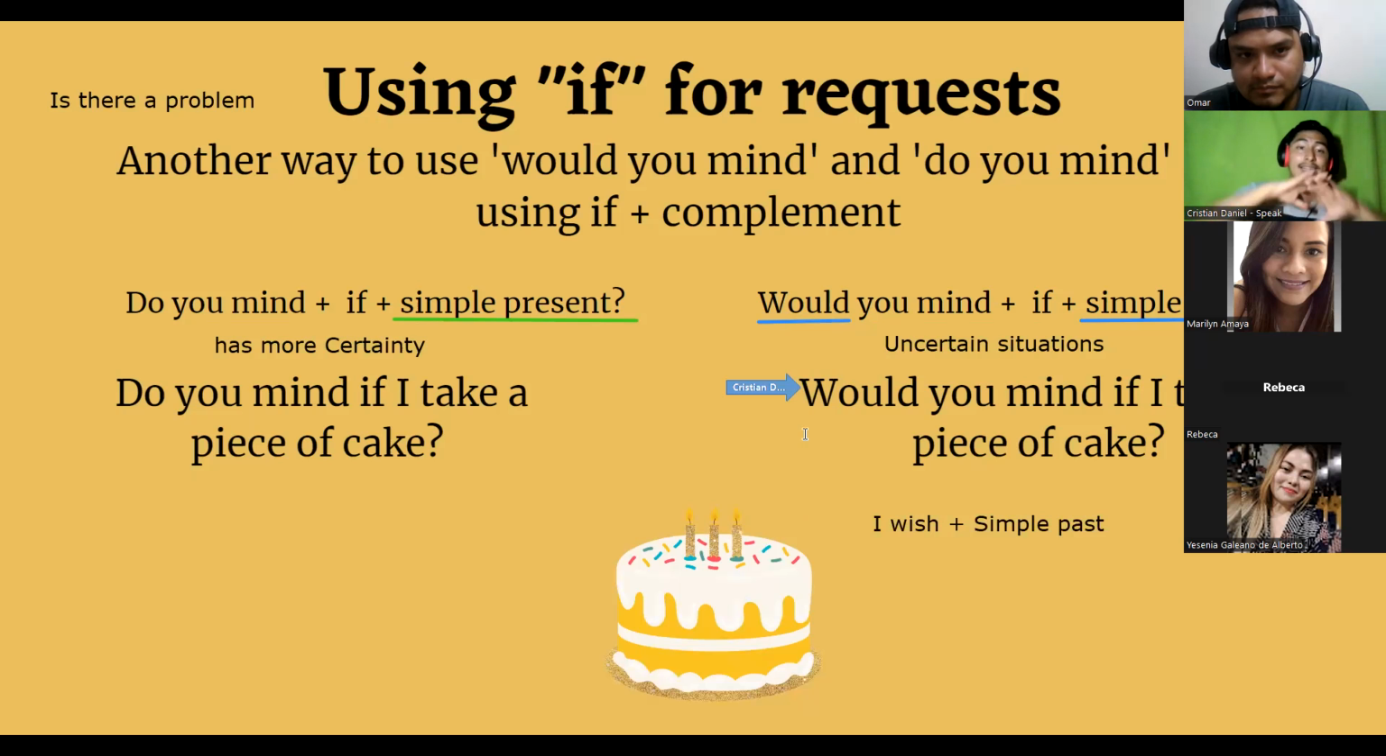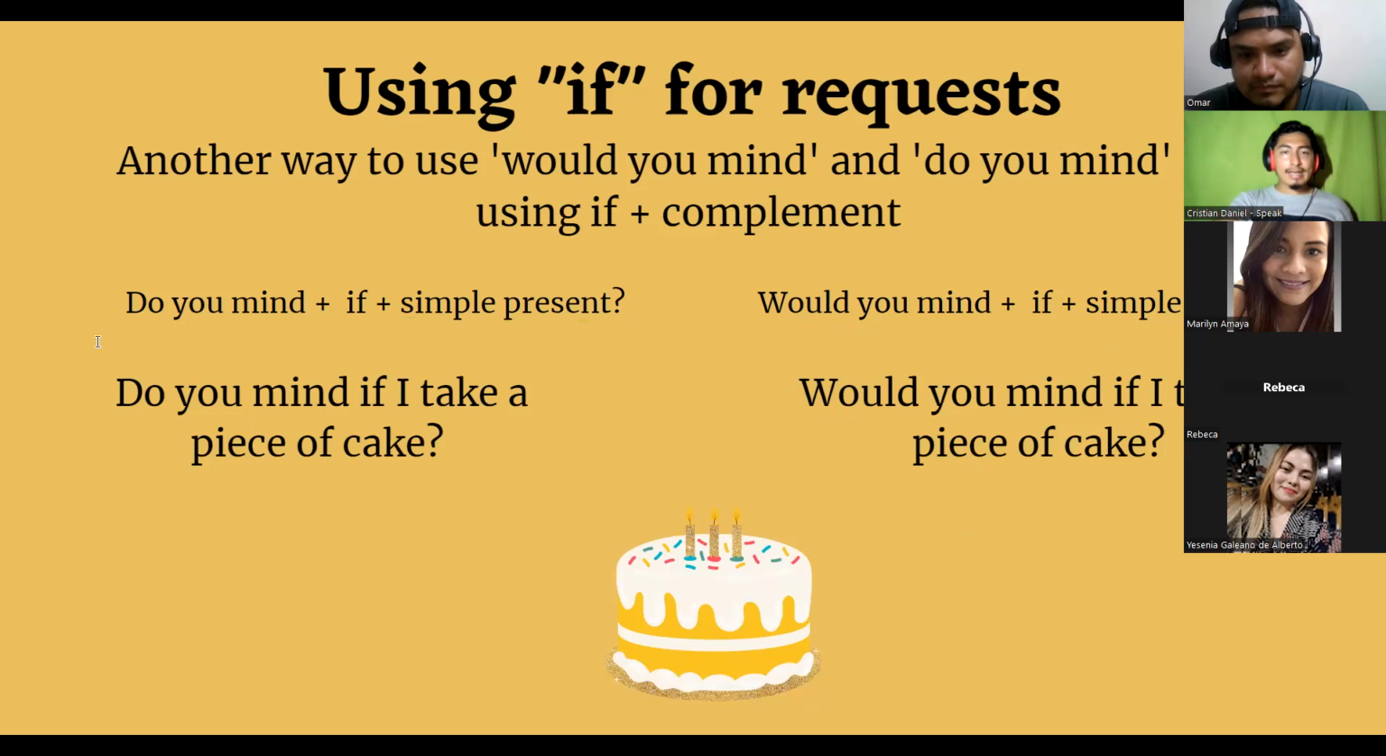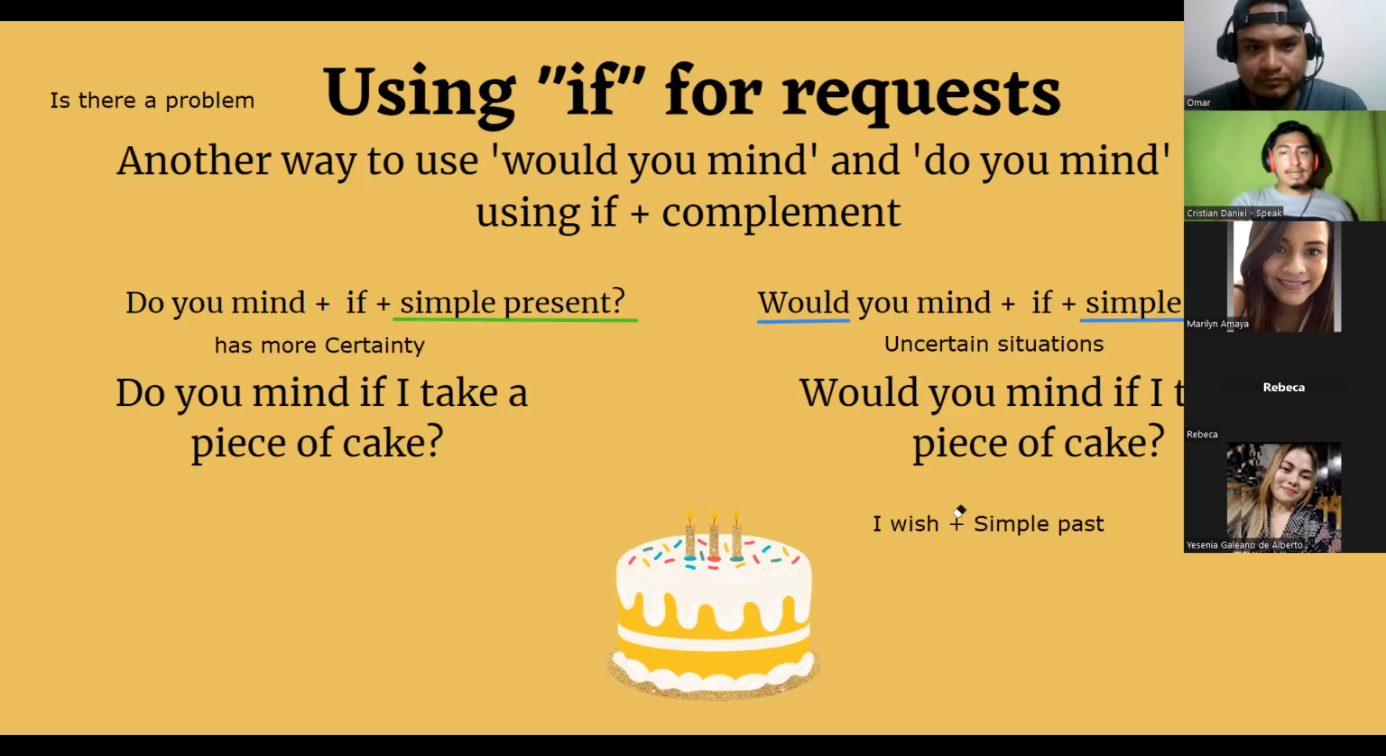It means that this is only an imaginary situation. That's the same context when we use would you mind. Okay, Omar? In this case that we are using would you mind, even though we are using simple past at the end of the sentence, we pretend that the question is just an imaginary situation that we want to happen. Okay?